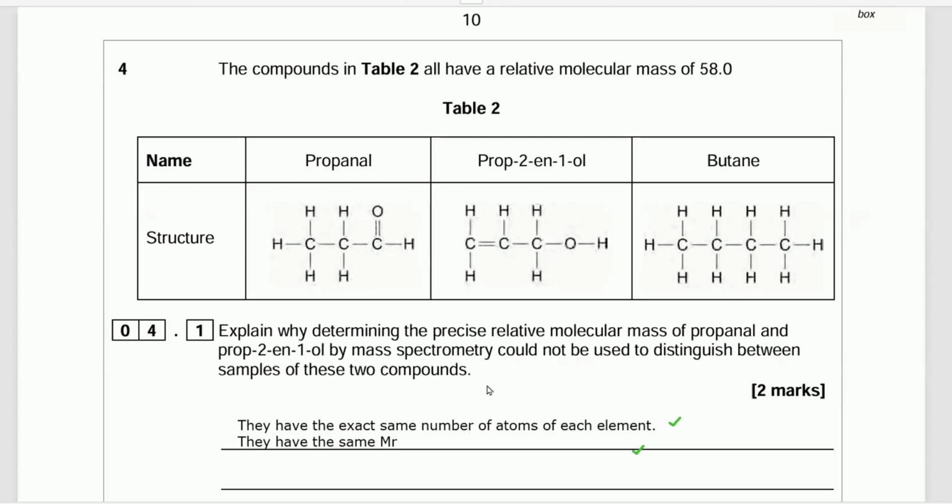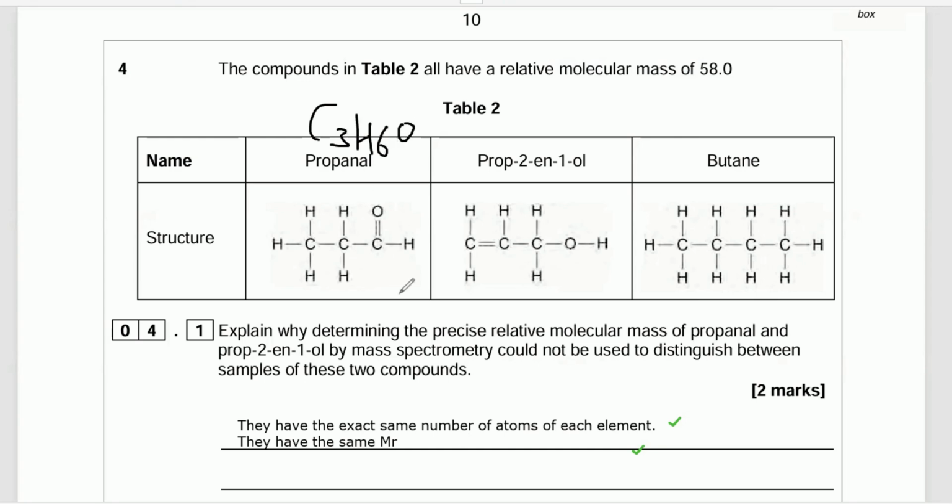The problem with using mass spectrometry to distinguish between them is the M+ peak, remember that peak right near the end, the M+ peak that gives you the Mr of the M+ fragment ion. It's going to be identical for both of them, in the exact same place. Now, the question isn't asking how you identify between them, or whether you can use mass spec to distinguish between them. You could distinguish between these two compounds due to fragmentation patterns, but you couldn't distinguish between these compounds using the precise relative molecular mass because they both have the same molecular mass, the same atoms and the same number of each element, basically C3H6O.